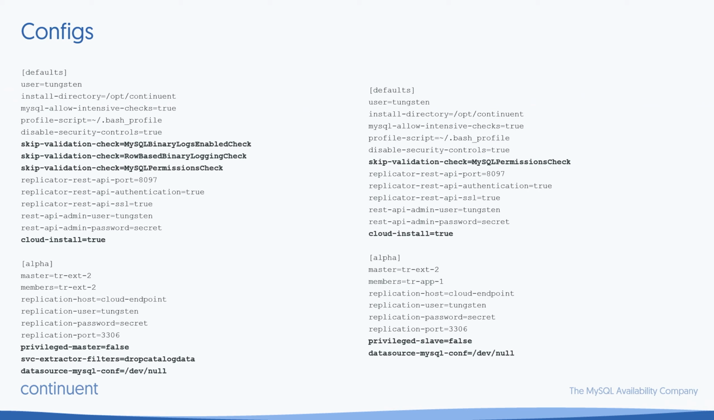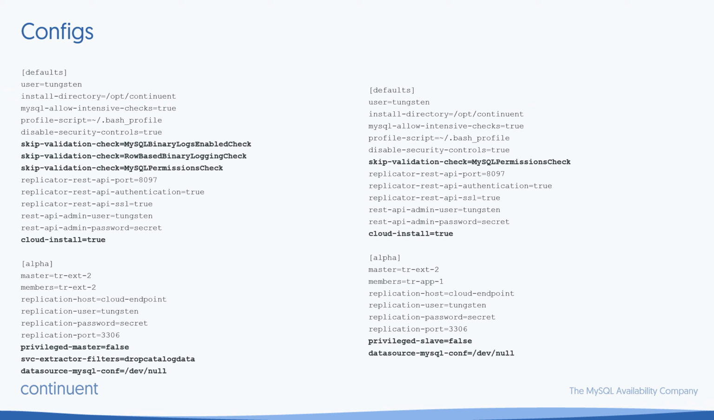The SVC extractor filters drop catalog data: we're applying a filter here to exclude catalog data that Aurora, most specifically, generates, as they do a lot of other internal updates, heartbeat checks and things like that. This just excludes that from replication so that it doesn't replicate that information. It's not necessary, so we just get rid of it. And then the data source MySQL conf, we just point that to dev null. Otherwise, the installation is going to try and look for the etc.my.cnf property file. So that just excludes that.